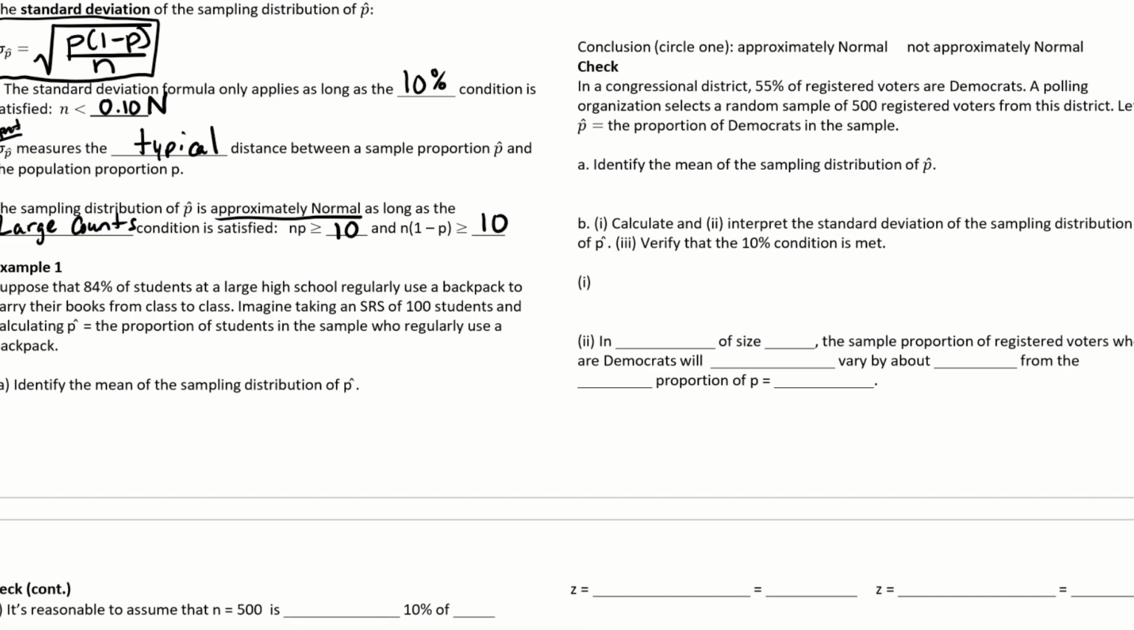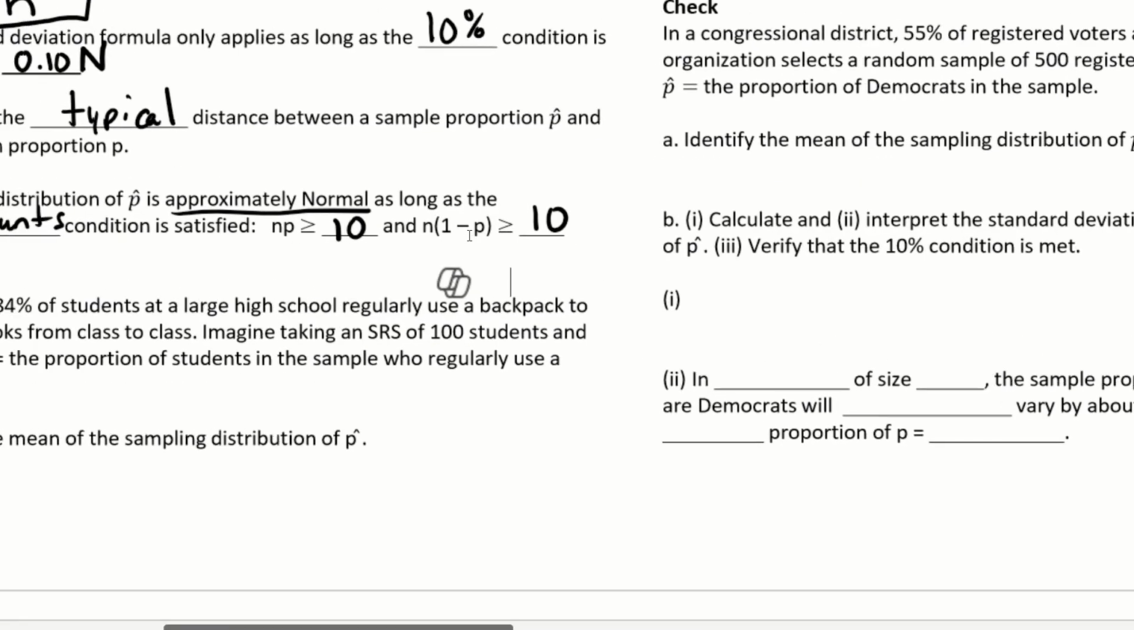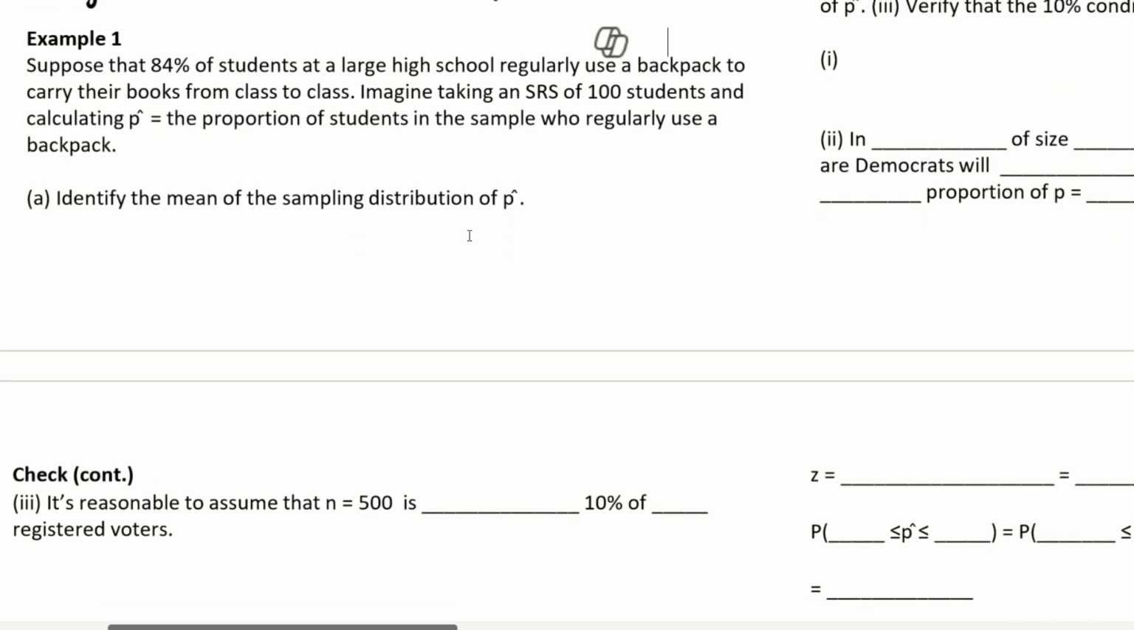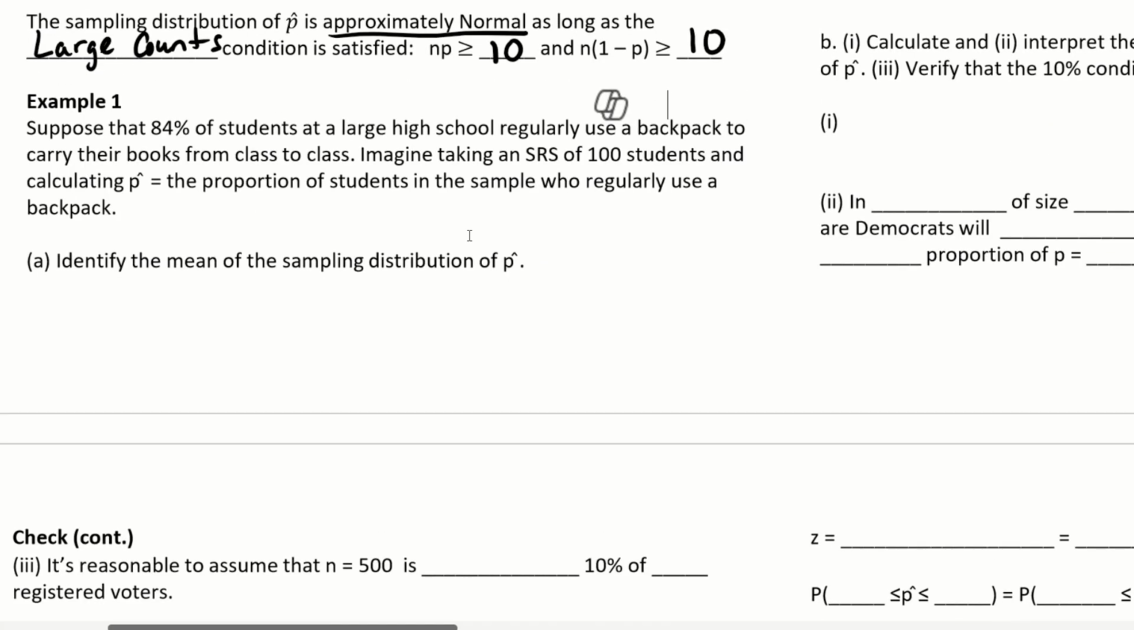All right, so let's zoom in on this and focus on the left side here. Let's look at this example. It says, suppose that 84% of students at a large high school regularly use a backpack to carry their books from class. So we have 84%, so that's going to be the p.